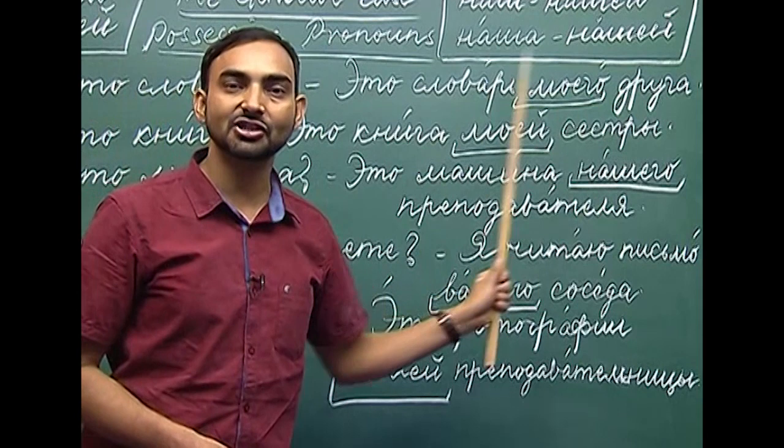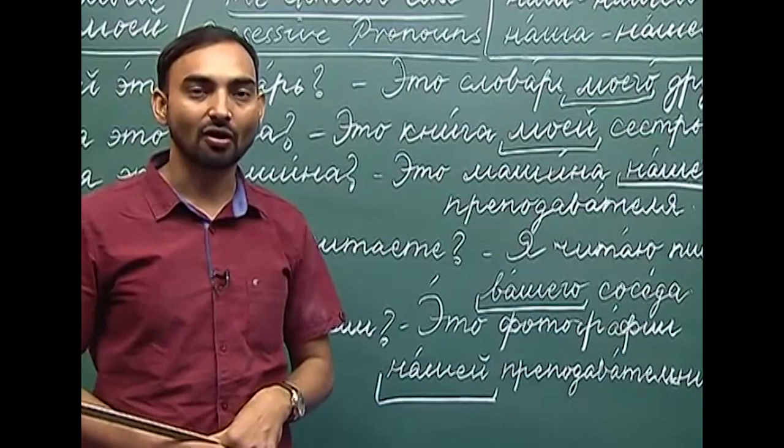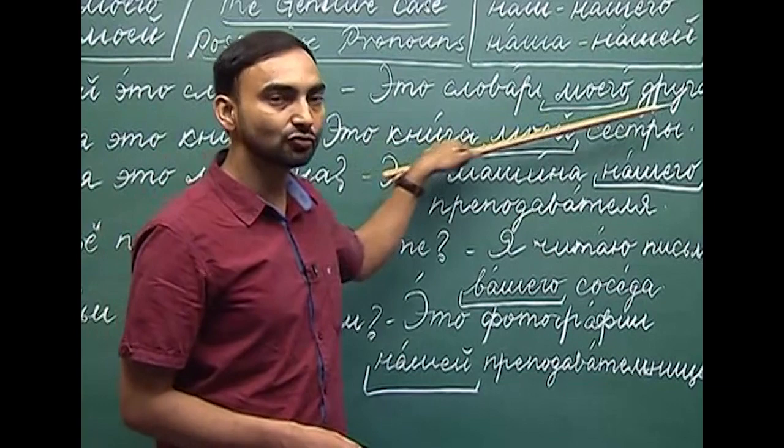So here you can see мой has changed to моего. So the nominative case form of мой changes to моего in the genitive case. So masculine form мой changes to моего. Это словарь моего друга. This is my friend's dictionary.